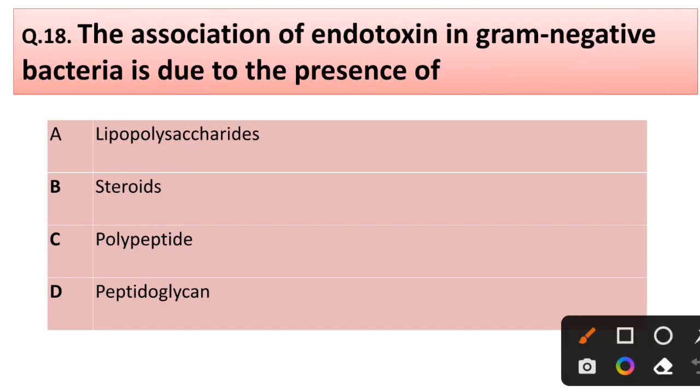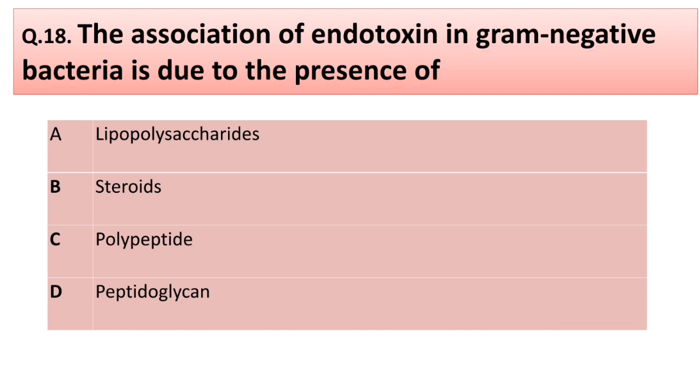Question number 80. The association of endotoxin in gram-negative bacteria is due to the presence of lipopolysaccharides, steroids, polypeptide, peptidoglycan. Correct answer is option A, lipopolysaccharide.